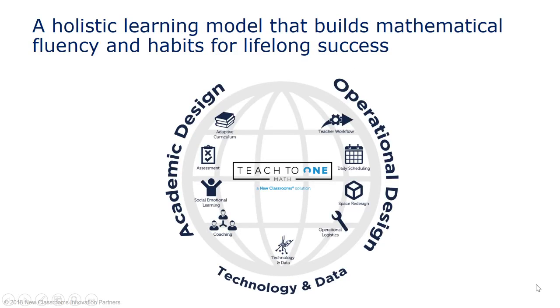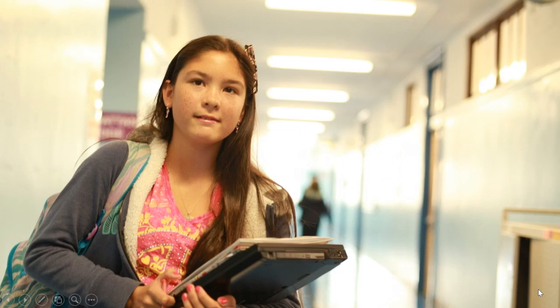Teach to One is a holistic learning model that builds mathematical fluency and habits for lifelong success. They look at operations, technology and data, and academic design to see how they can support math differently. They'll look at how students are scheduled, how the space is used, how technology and data is used to support learning, and at assessment and how the curriculum adapts itself to each child's needs.